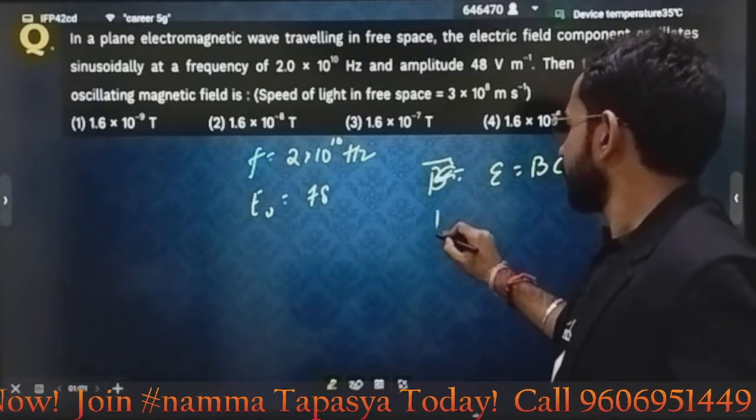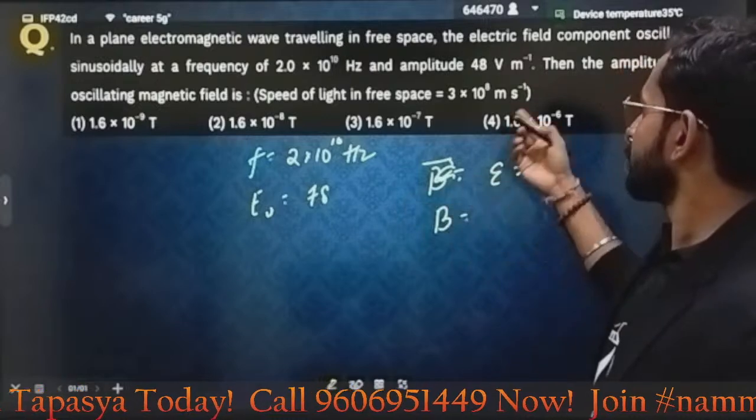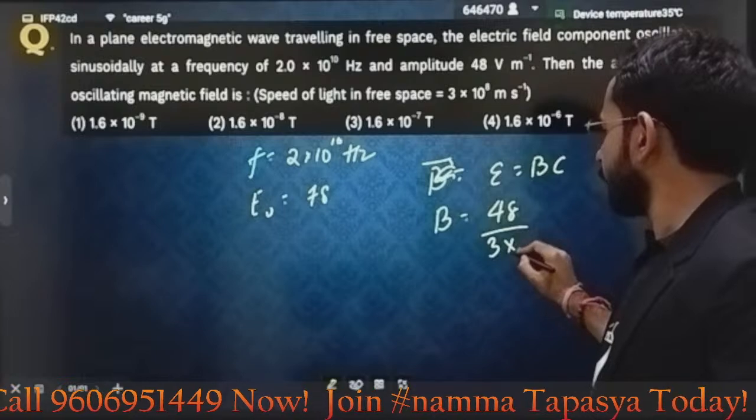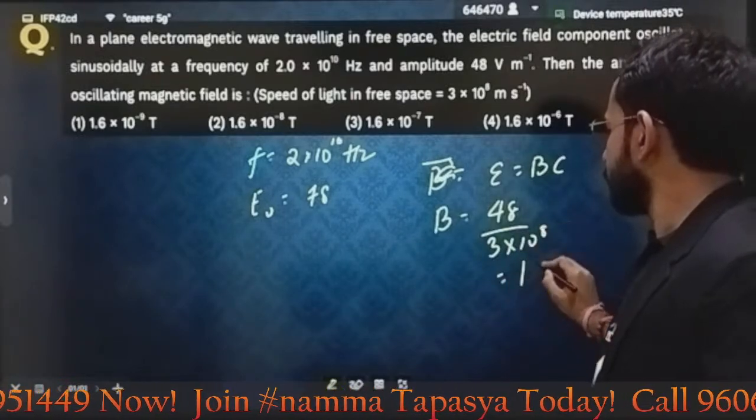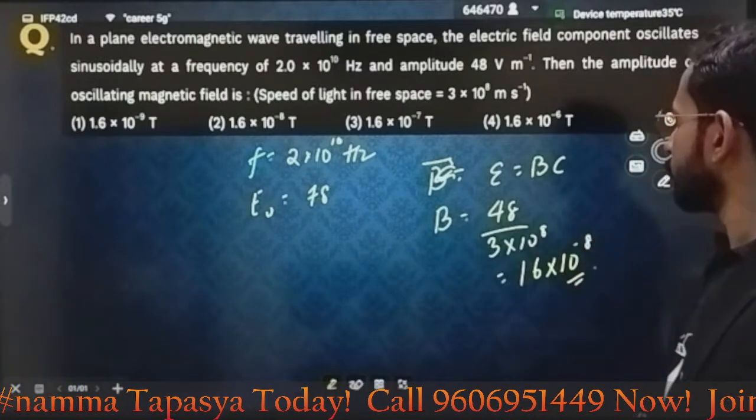So, what is the magnetic field? That is what you have to calculate. E naught is given as 48. 48 divided by C is what? 3 into 10 power 8. That means it will be how much? 16 into 10 power minus of 8.